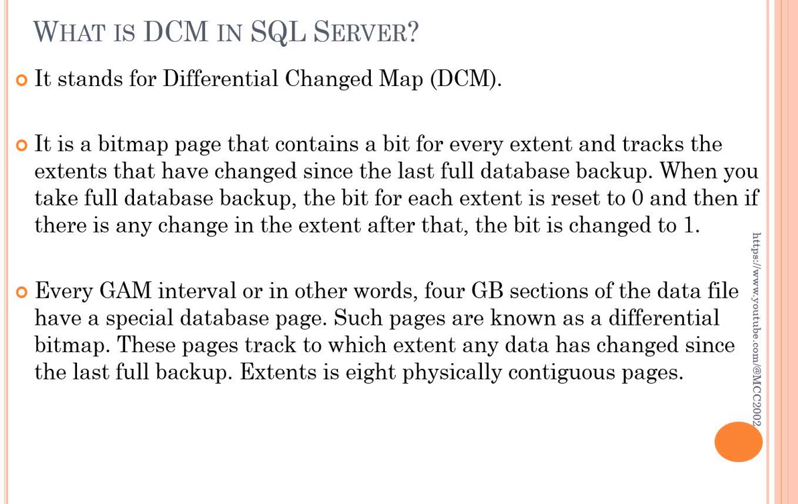These pages track which extents have had data changed since the last full backup. An extent is 8 physically contiguous pages. So those pages contain the information about those changes.